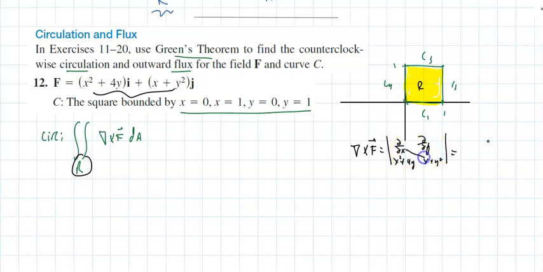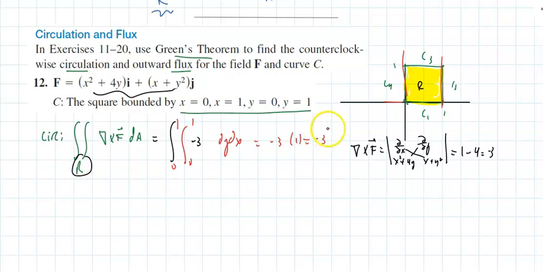That would be the partial with respect to x, the partial with respect to y. That's negative 3. Very good. So I know this is the integral of negative 3, and it doesn't really matter. I could say this is x equals 0 to x equal 1, and then y runs from 0 to 1, and we know what that is. That's negative 3 times the area, which is negative 3.